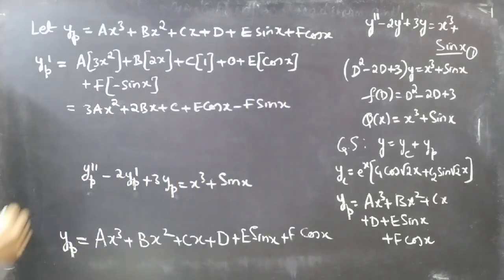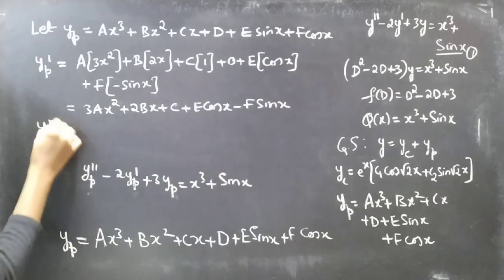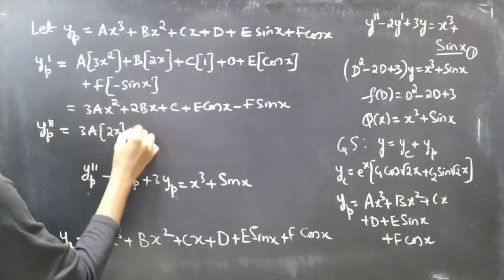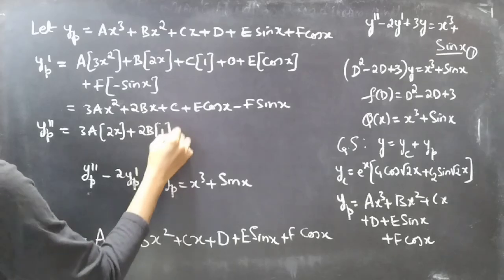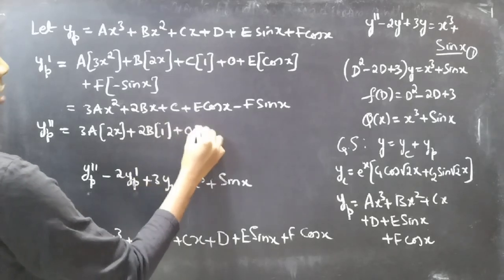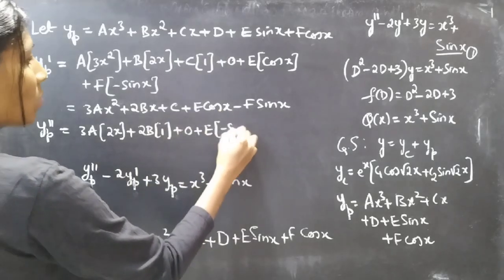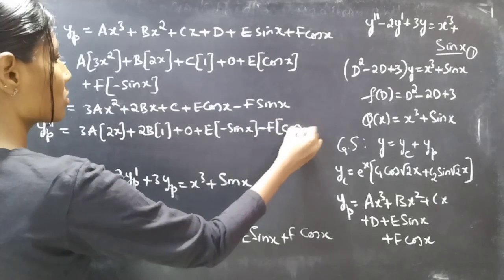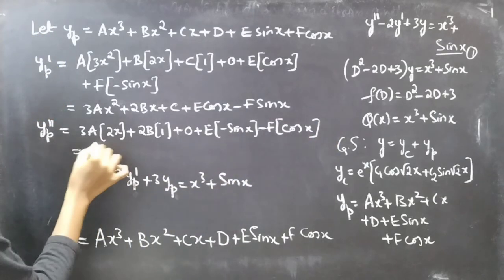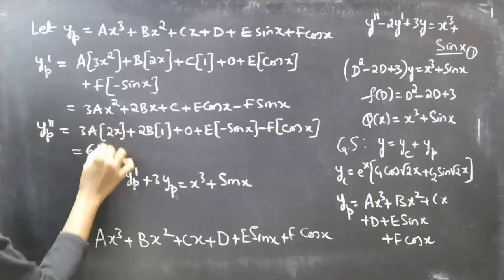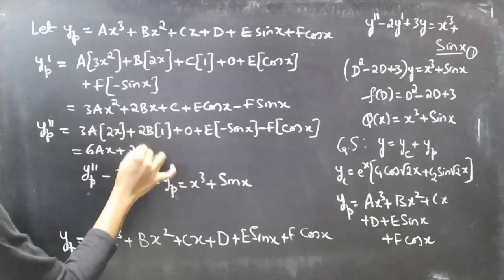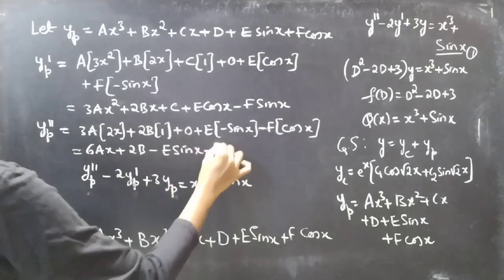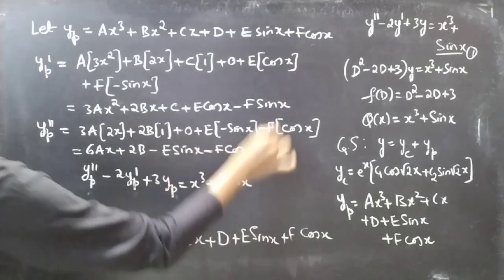Now let's find yp double dash. 3a into derivative of x square is 2x, plus 2b into derivative of x, 1, plus derivative of constant, 0, plus e into derivative of cos x, which is minus sin x, minus f into derivative of sin x, which is cos x, which gives us 6ax plus 2b minus e sin x minus f cos x, right?